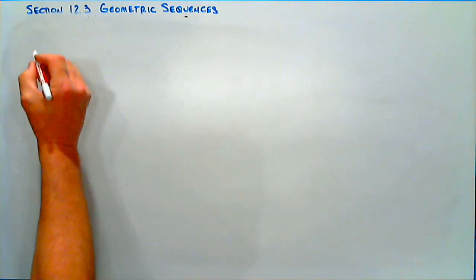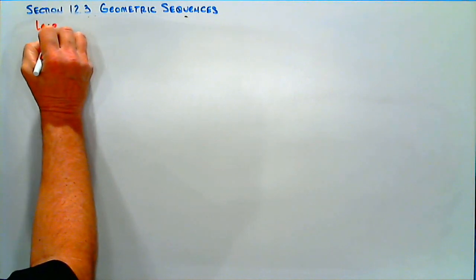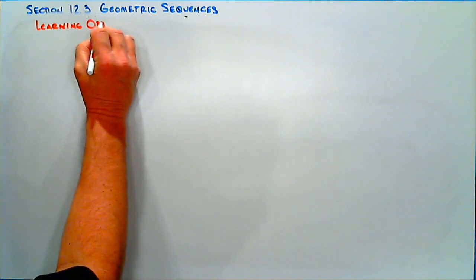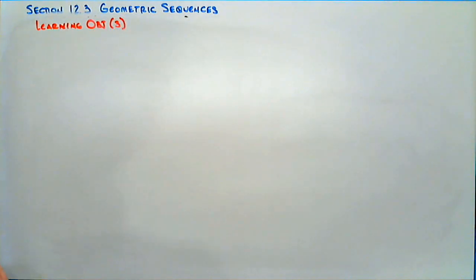So now we're on to learning objective 3. And what does it say? It says we want to find the sum of a geometric sequence. Just the sum of the first n terms, right? The first n terms. So where are we going to go to find that?